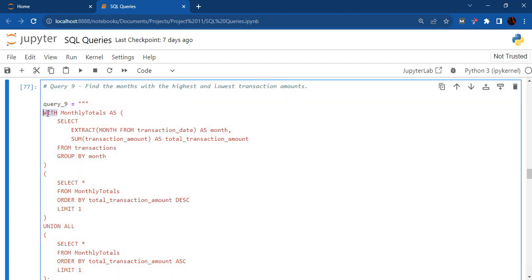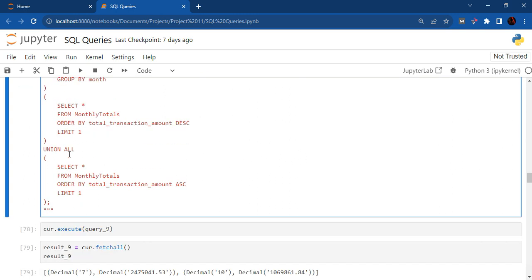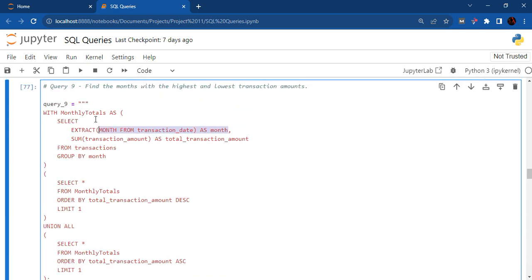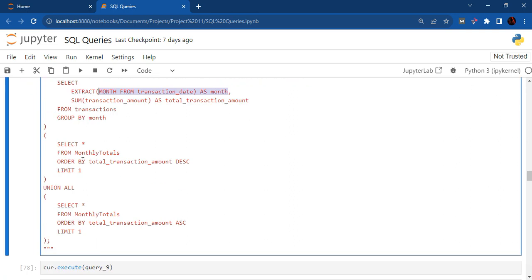You normally use the WITH, and I give it a name. So I give it monthly totals. Then I extract the month from the transaction date as month. Then I get the sum of the transaction amount as transaction sum, and I group by the month, which is this one here. Then I select everything from this mini table or CTE, and order the transaction in descending order and limit it to 1.